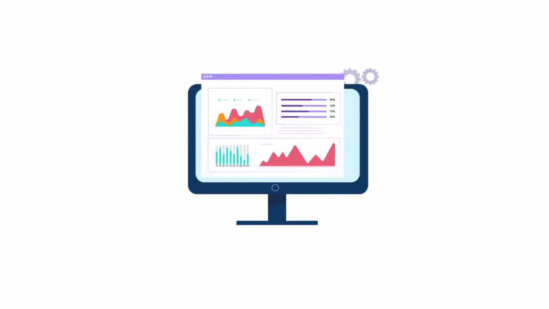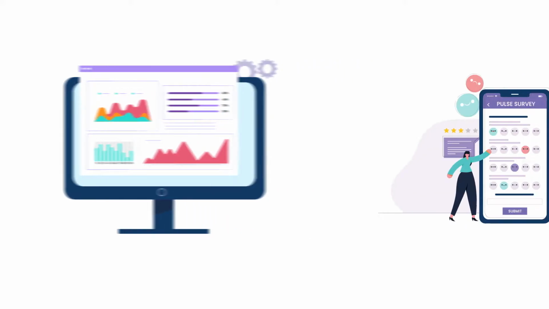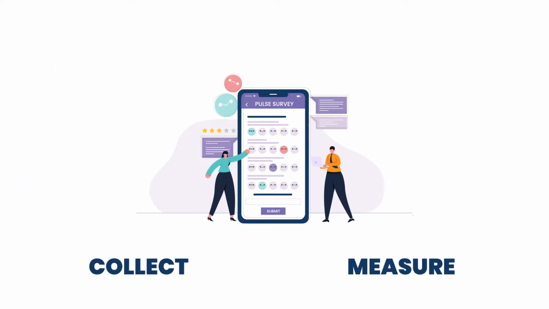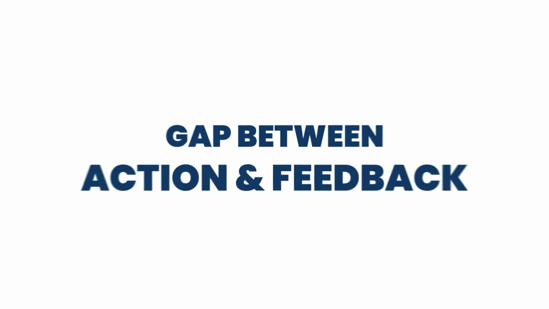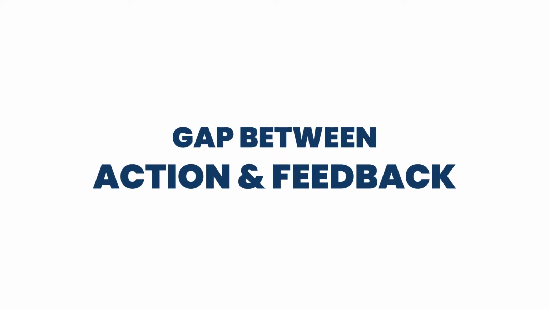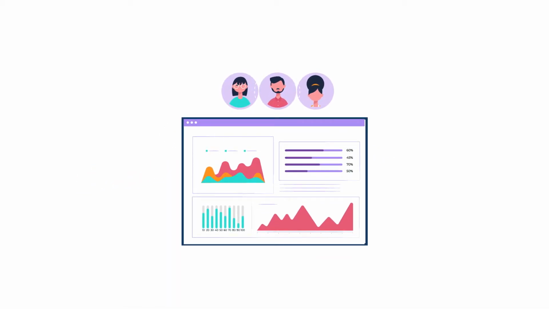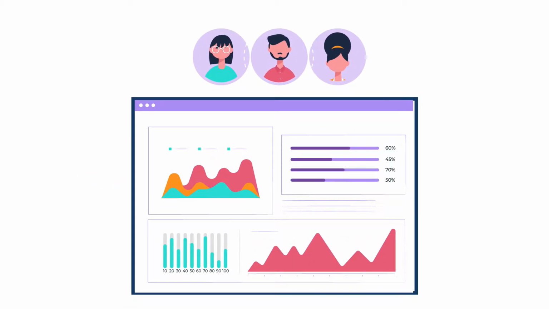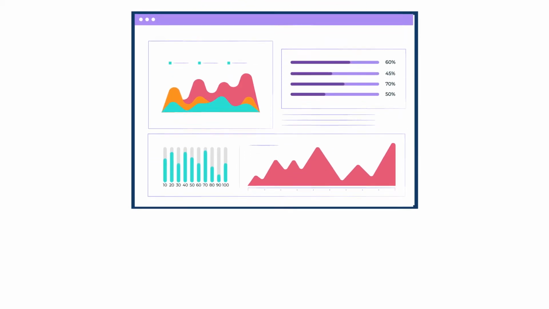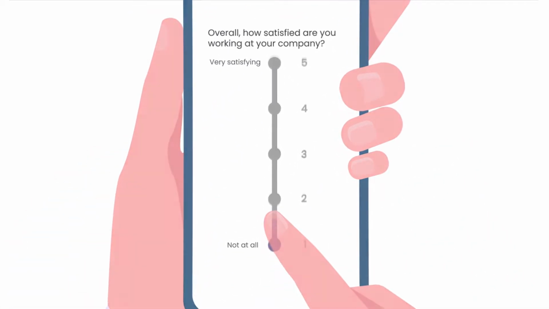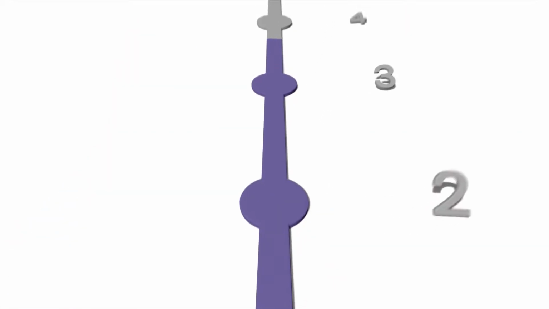Vantage Pulse is a powerful assessment tool that helps HR to collect, measure, and act on real-time employee feedback. It helps you overcome the gap between action and feedback with real-time insights, and you get the right data from your workforce exactly when you need it. Unlike the existing annual surveys, Vantage Pulse keeps track of engagement levels through the use of eNPS in real time.